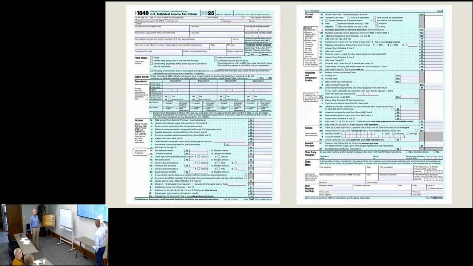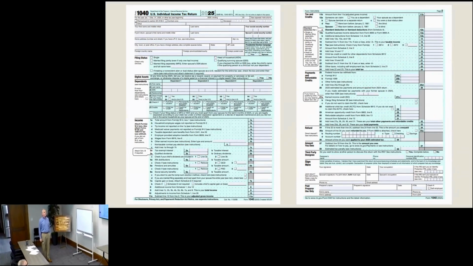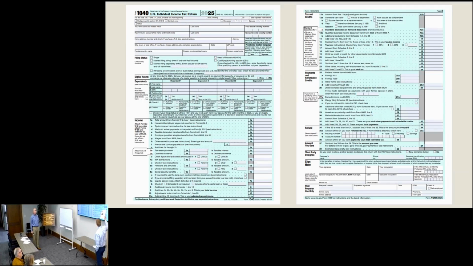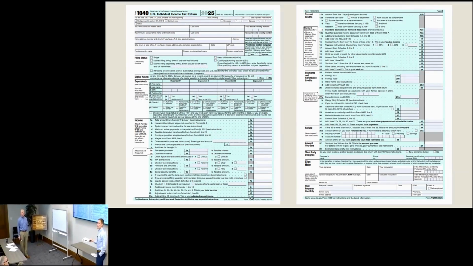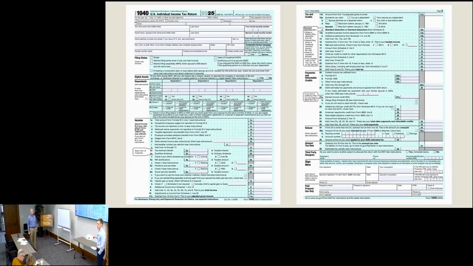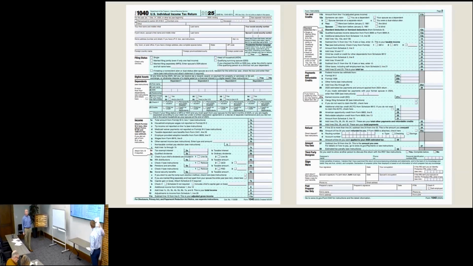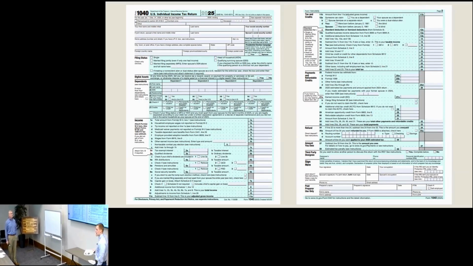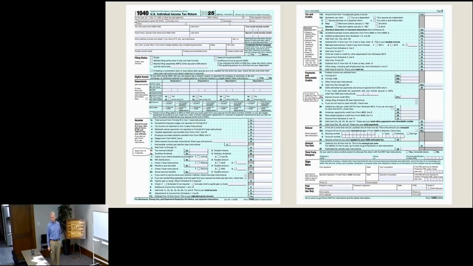How much taxes are you really liable to pay? And then here we get into the payments and refundable credits. So how much taxes did I have withheld through the year? How much did I pay in, maybe on a quarterly basis? And then what refundable tax credits am I entitled to? And that's where it spits out your total payments.